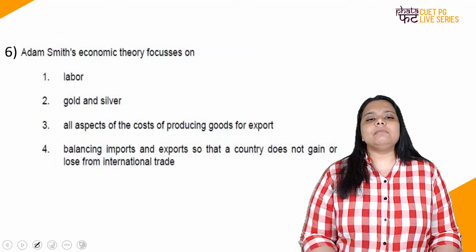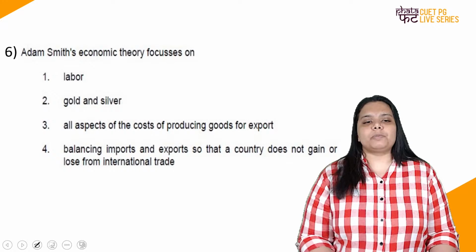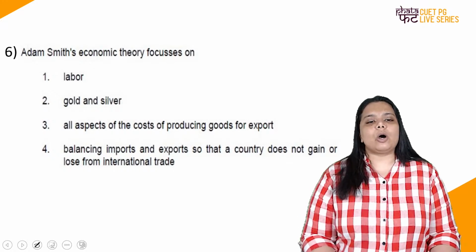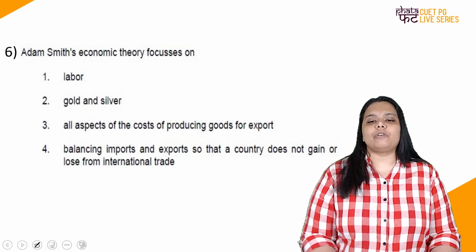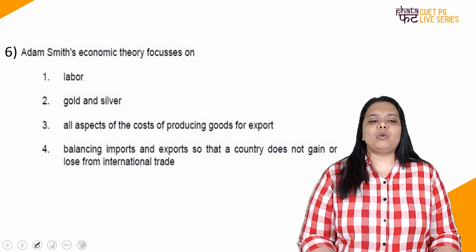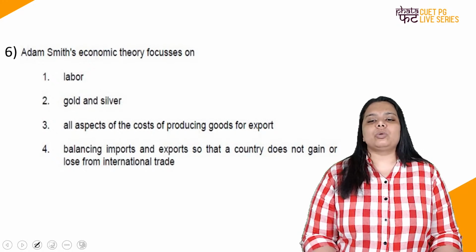Question number 6. Adam Smith's economic theory focuses on: option 1, labor; option 2, gold and silver; option 3, all aspects of the cost of producing goods for export; option 4, balancing imports and exports so that a country does not gain or lose from international trade.